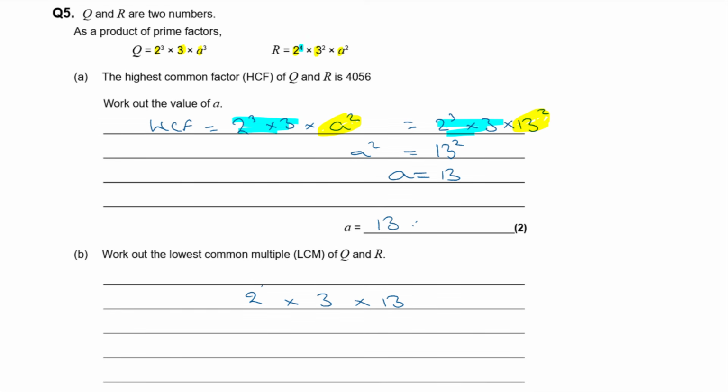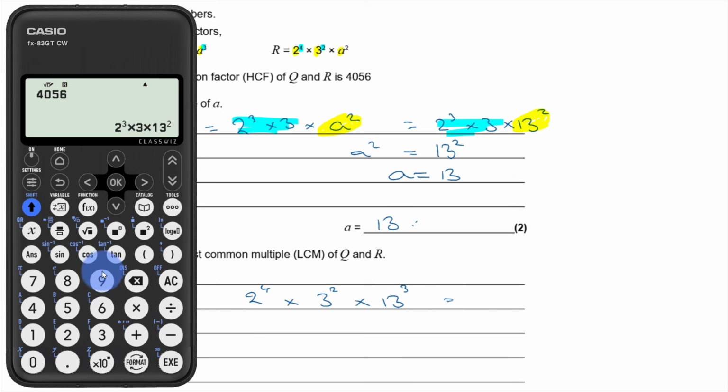And the highest power, I've got a cube and a power 4 for the 2. So that's going to be 2 to the power 4. I've got a 3 and a 3 squared, so I'm going to pick the 3 squared there. And I've got a cubed and an a squared, which is my 13, so I'm going to pick the cube. Okay, so I'm going to get 13 cubed. So it's going to be 2 to the power 4 times 3 squared times 13 cubed.